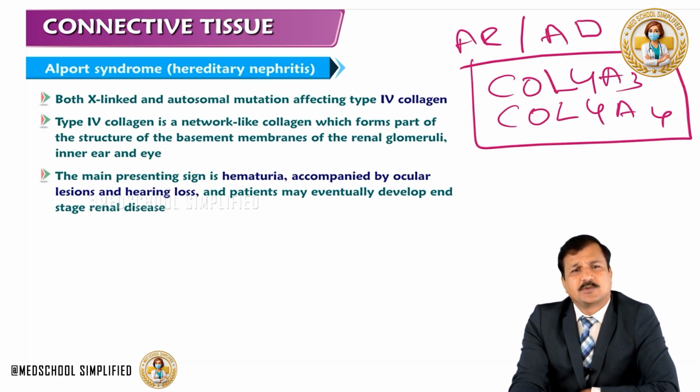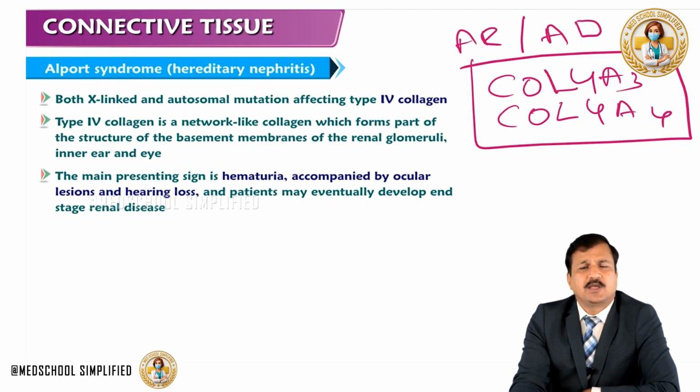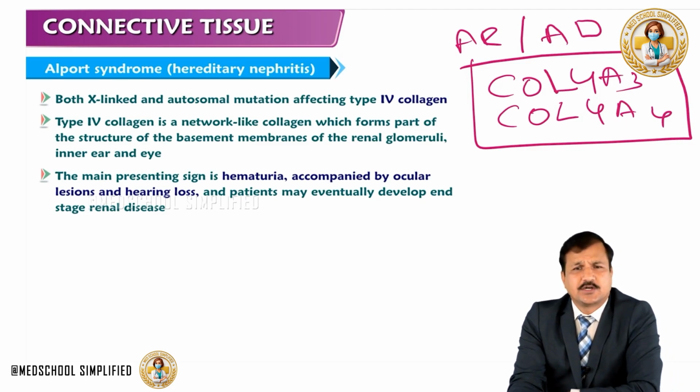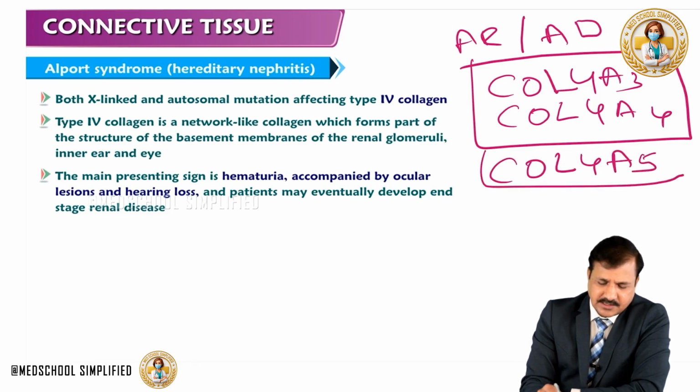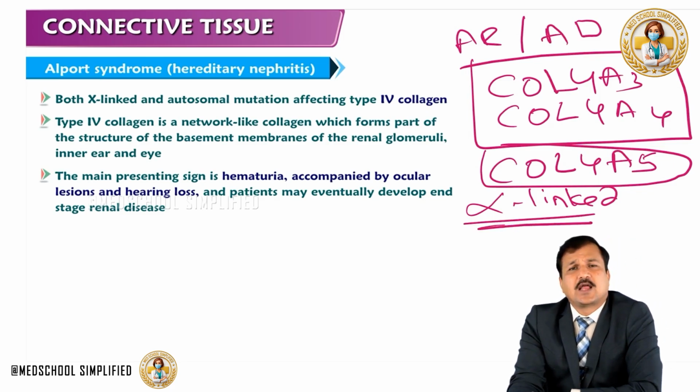So we have autosomal dominant Alport syndrome and autosomal recessive Alport syndrome. In both conditions there will be mutation in type 4 collagen, alpha 3 and alpha 4 chains. In X-linked Alport syndrome there will be mutation in type 4 collagen, but the alpha 5 chain. That's the difference there. So in X-linked Alport syndrome, the alpha 5 chain of type 4 collagen is mutated.